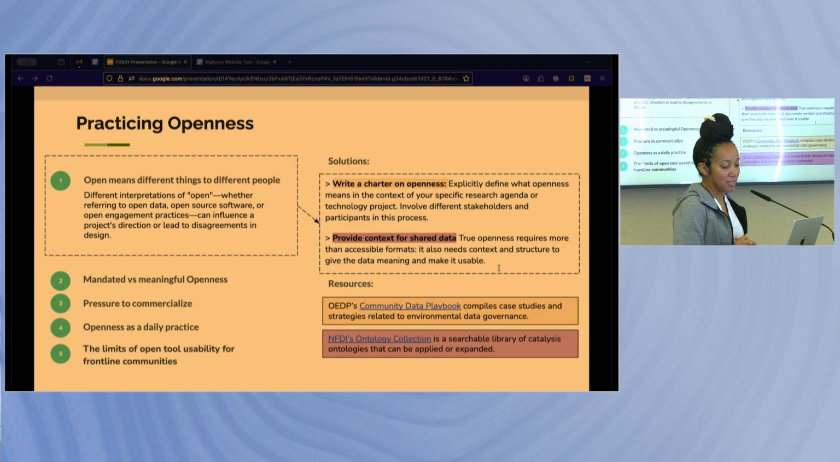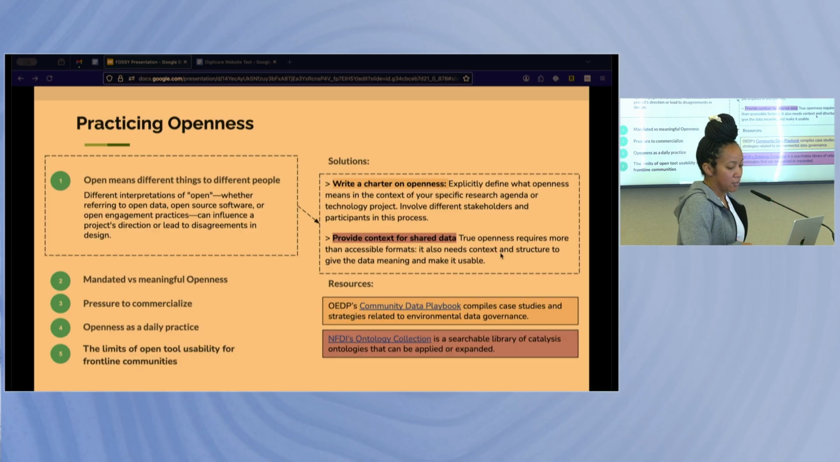The second solution would be providing context for shared data or going beyond accessible formats. As before, a good resource for writing charters would be our own nice little plug, OEDP's Community Data Playbook, which has case studies on community-based or collaborative environmental data efforts that demonstrate different needs, interests, etc. We also have an accompanying resource library, which includes resources such as a template for creating READMEs that are more values-oriented, if you're working with any communities.